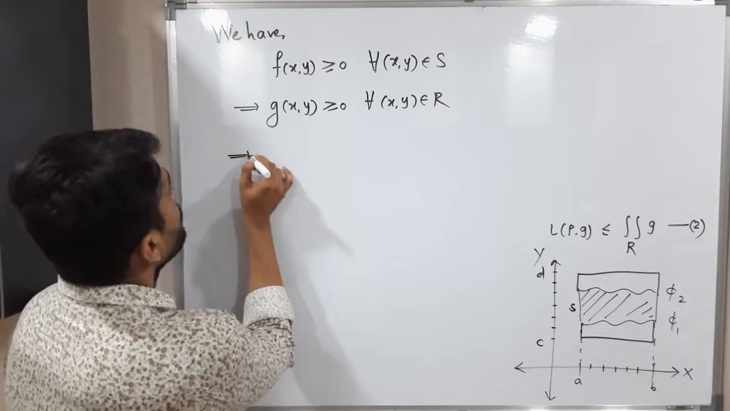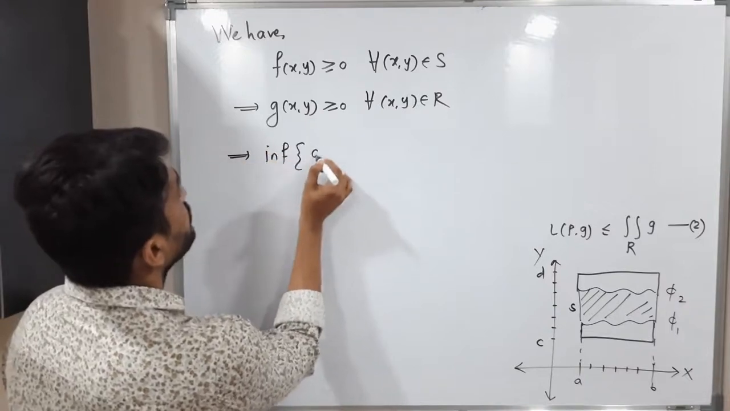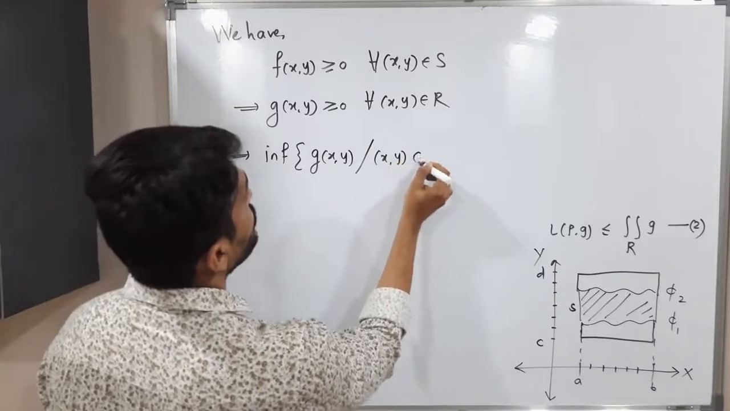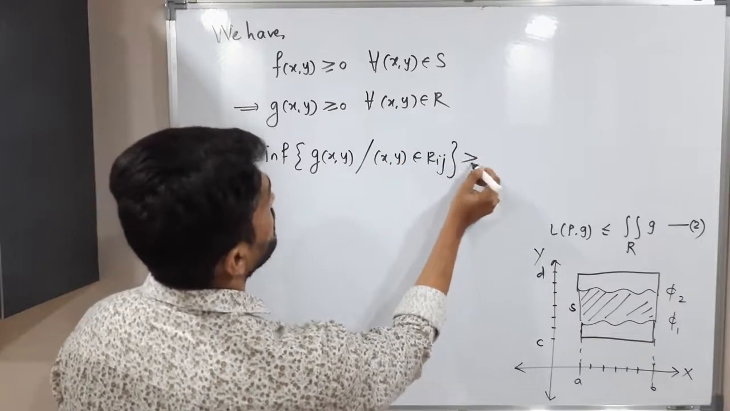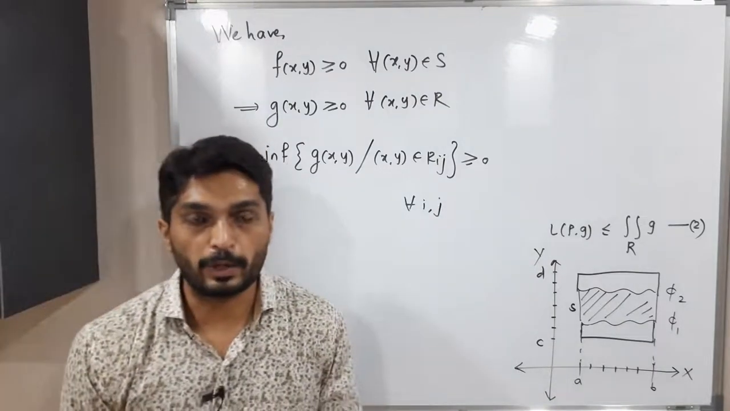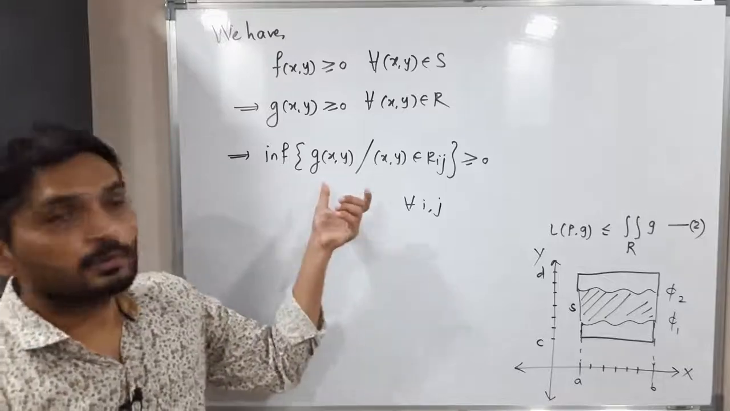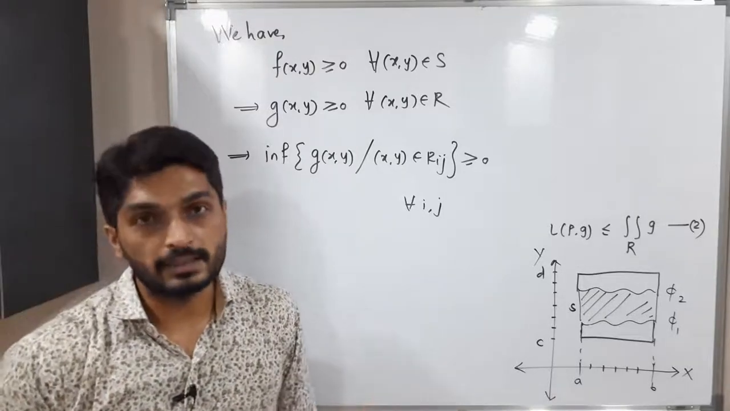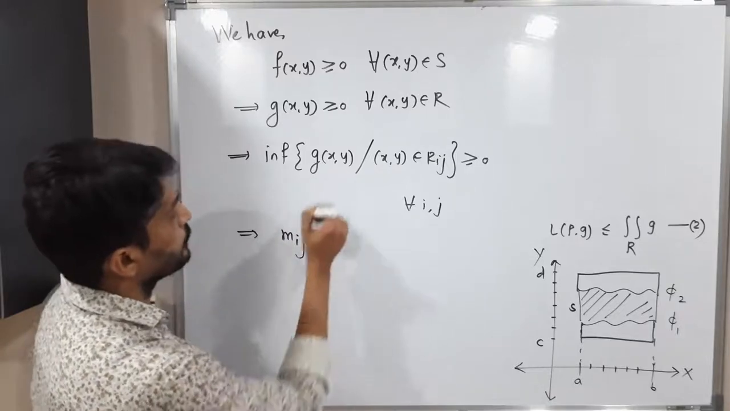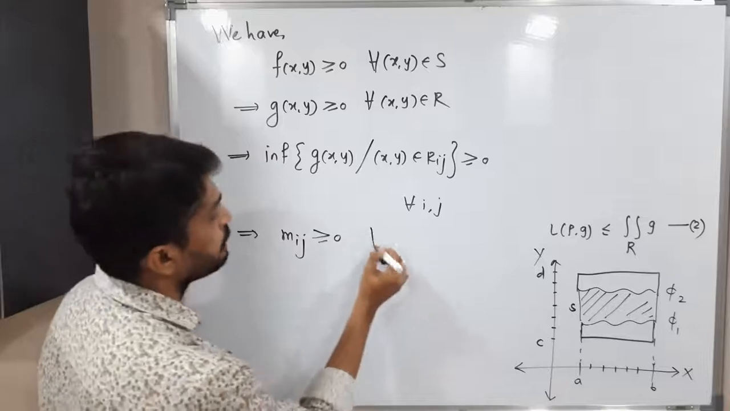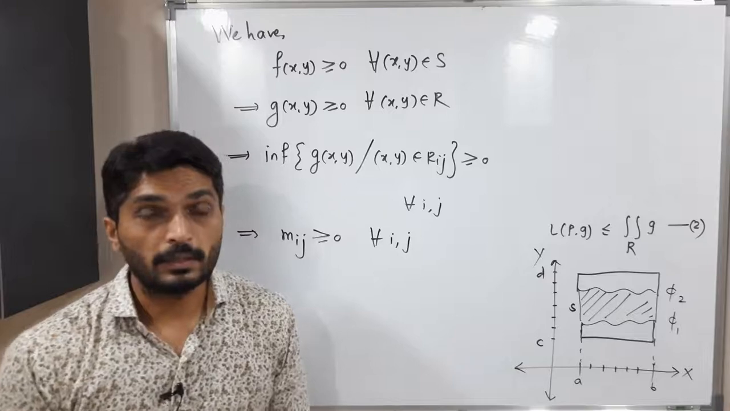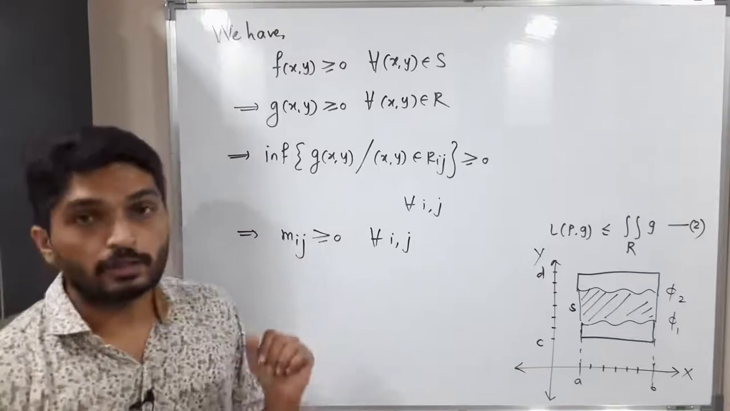So this implies the infimum of g of xy, for all xy belonging to Rij, is also greater than or equal to 0. This is true for all i and j, i running from 1 to n, j running from 1 to m. The infimum we also denote by Mij. So let me mention in short, Mij is also greater than or equal to 0. This is the definition of Mij, so both have the same meaning for all i and j. See, Mij is greater than or equal to 0.